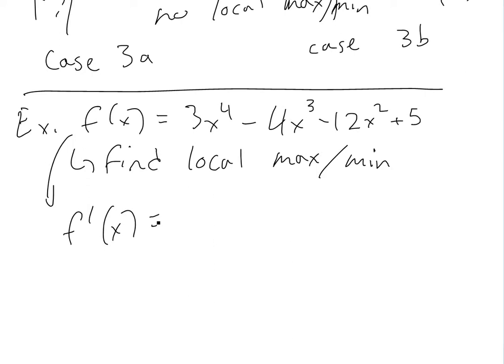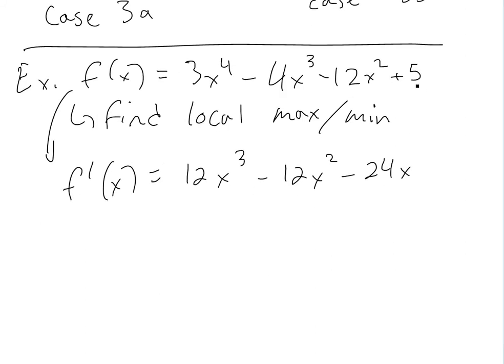So f prime of x would equal, using the power rule, bring the 4 down, 12x cubed, minus, bring the 3 down, another 12x squared, minus 24x. And the derivative of the constant is 0. Now we can simplify this further.